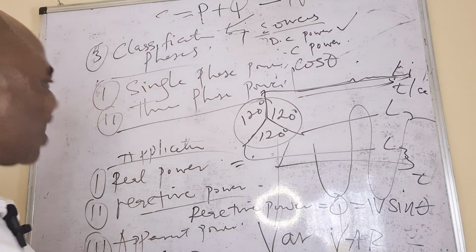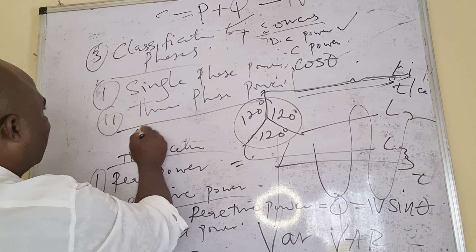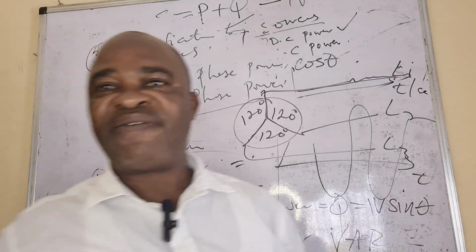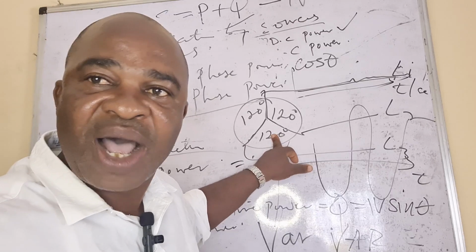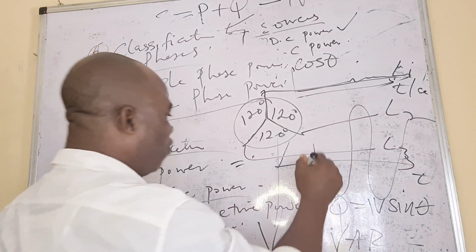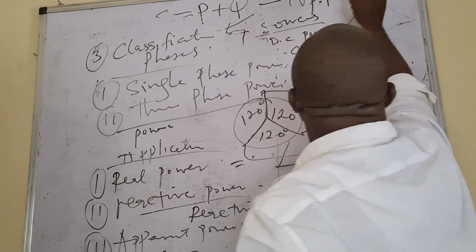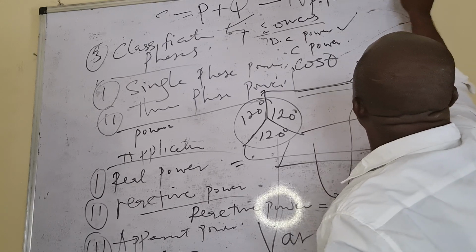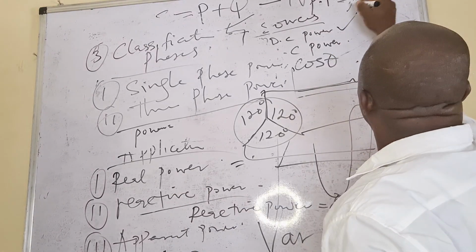Then the last and not the least we look at now is the power factor. Power factor is defined as the ratio of the active power to the apparent power. So power factor PF is equal to active power divided by apparent power.